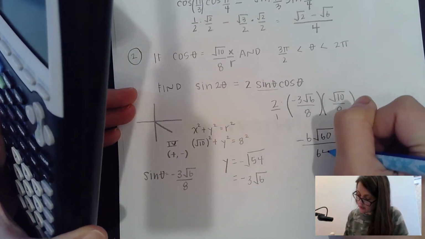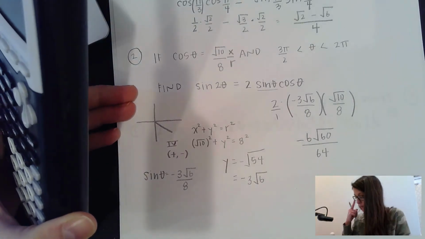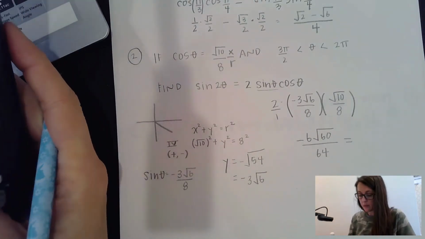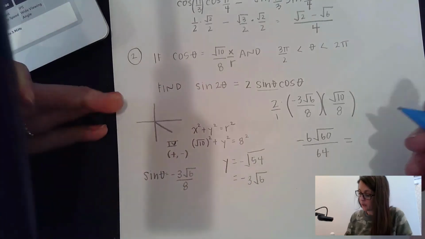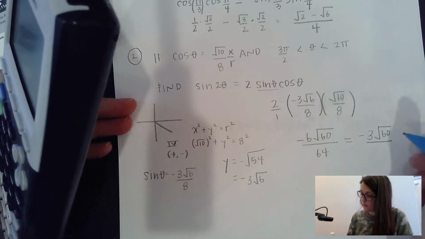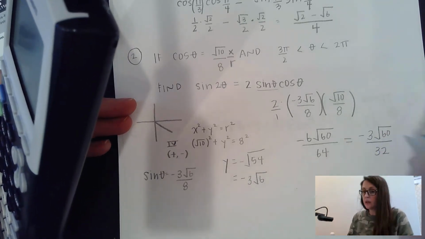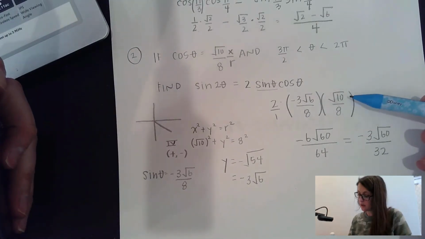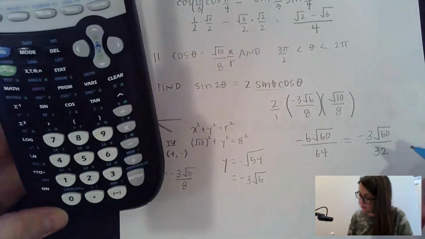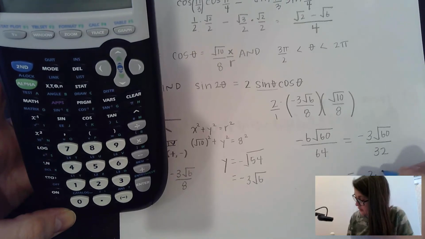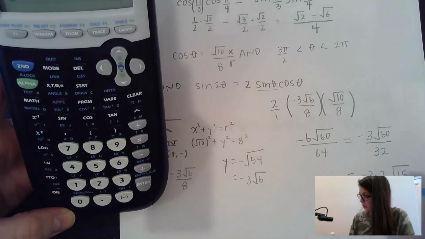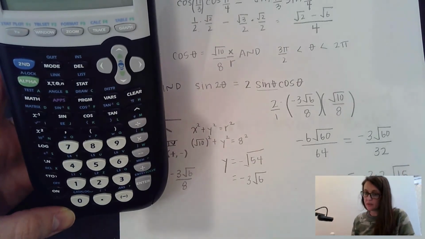8 times 8 is 64. This reduces, 2 goes into both of those, right? So I'm going to have negative 3 square roots of 60 all over 32, and then the square root of 60 is going to be... 60 divided by 4 is 15, so this will be negative 3 times 2 square roots of 15 all over 32, right? Because 60 is 4 times 15.